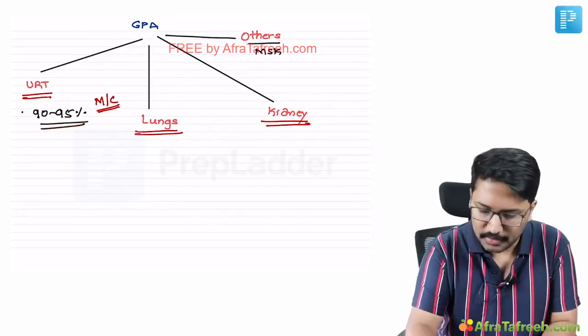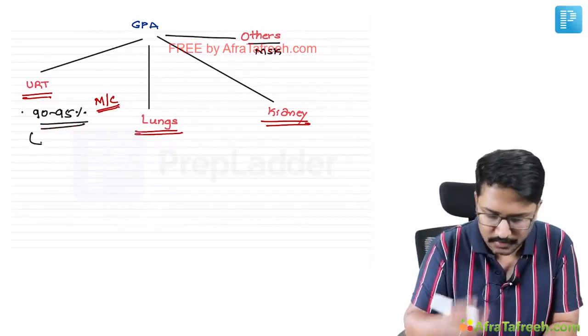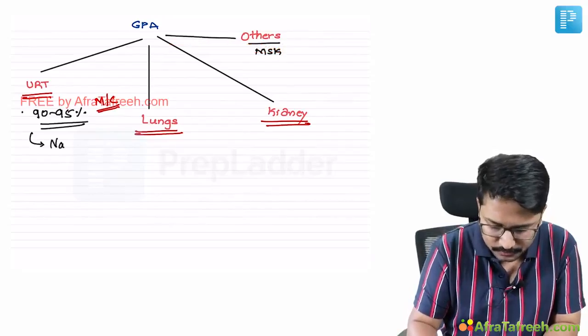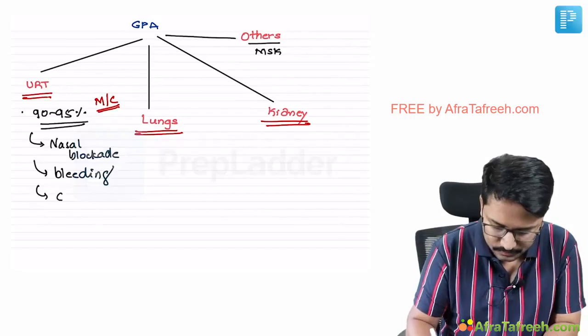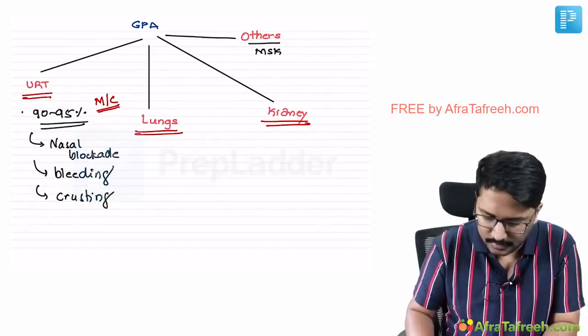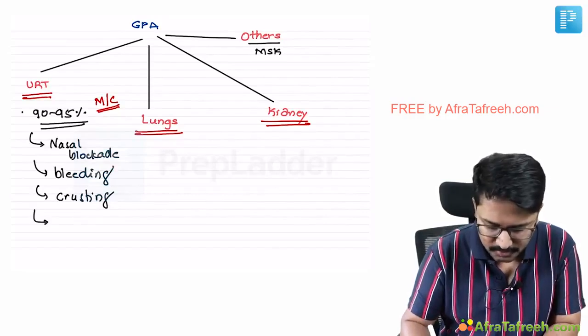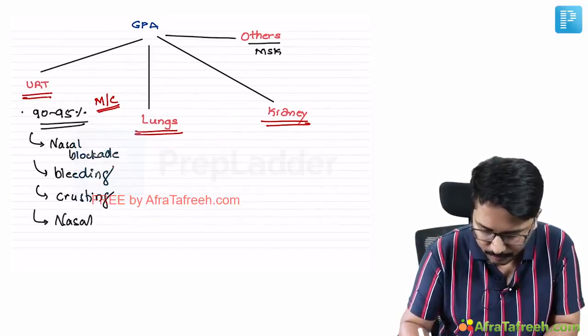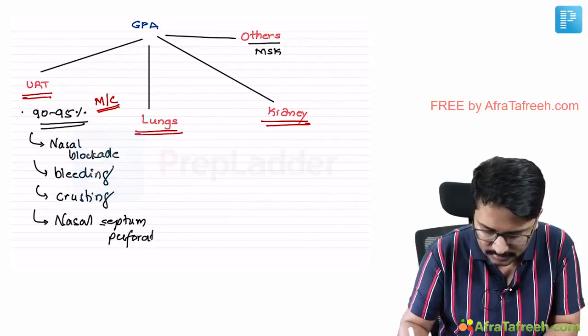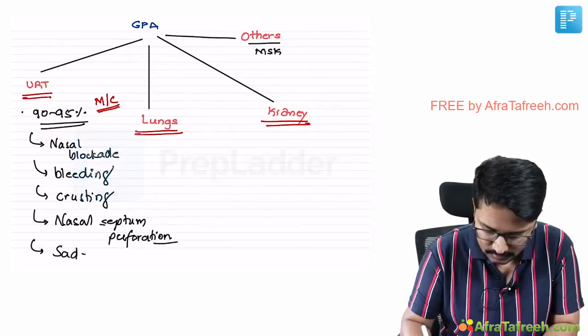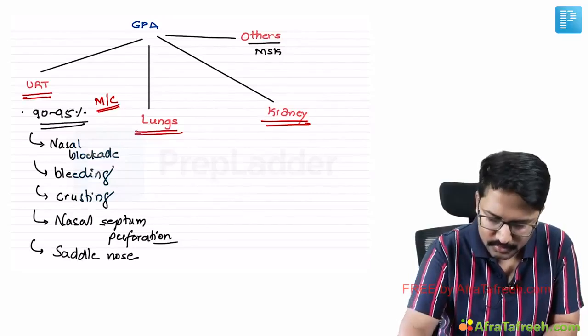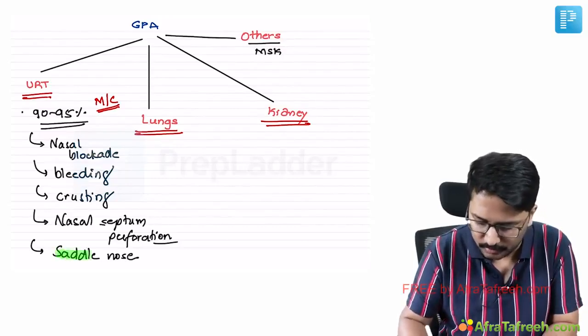Now, when I am talking about 90 to 95% of these patients, they usually present with upper respiratory findings in the form of nasal blockade, okay, then nasal bleeding, crusting, okay, and we are also talking about some of these patients presenting with nasal septum perforation, right? Nasal septum perforation, and rarely this nasal septal involvement can lead to collapse of the bridge, leading to what we call saddle nose, right? Now, this saddle nose is one point which can be asked as an MCQ, so do remember about it.